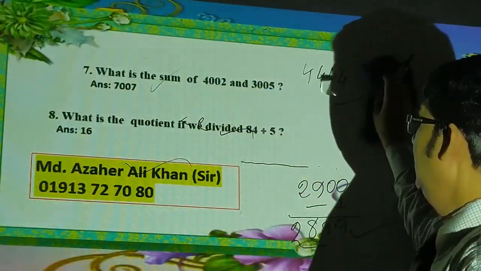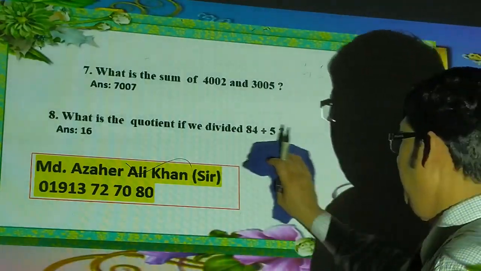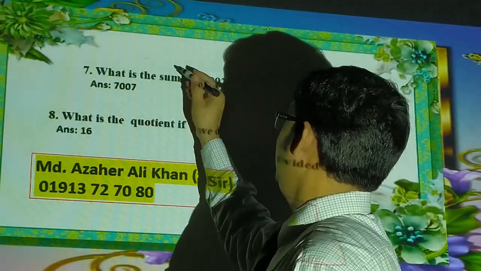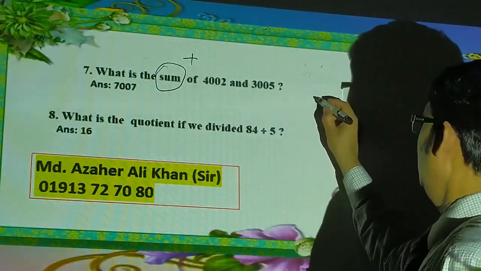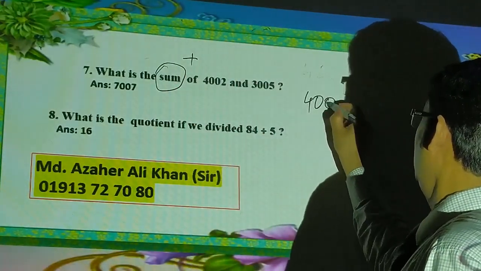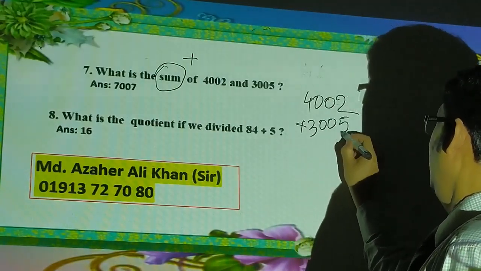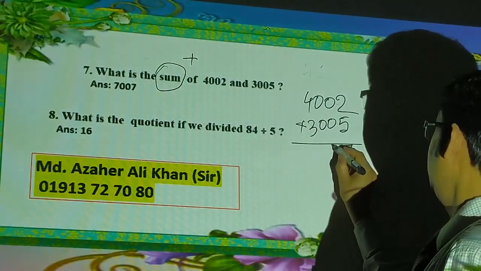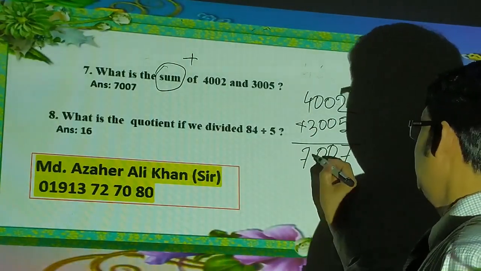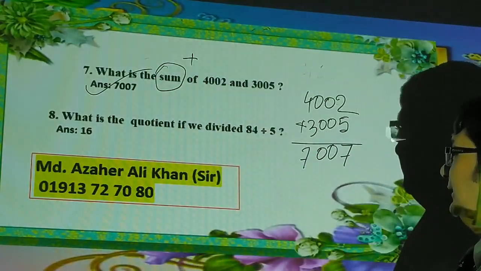Next, the same, some students can get some problems. Sum means addition. Sum means addition. So 4002 plus 3005. How much will come? So you see, 7007. So you write your answer, 7007.